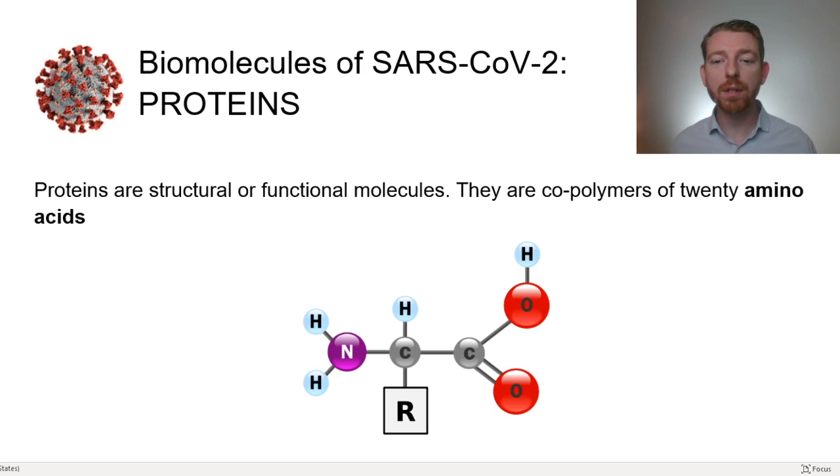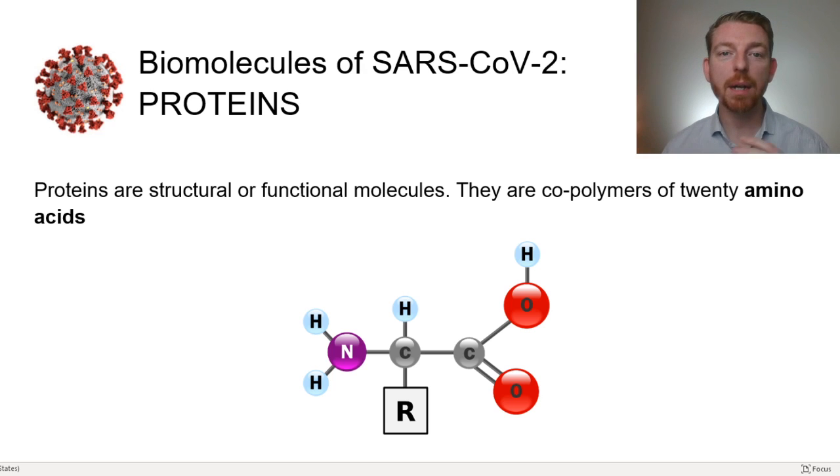But at their heart, they're copolymers. They're still polymers, the same that we've talked about in class. And these are a very specific copolymer of about 20 amino acids. For us, it's 20. For different species, it might be more or fewer. In fact, some researchers now have created artificial amino acids that do functions that nature has never produced.